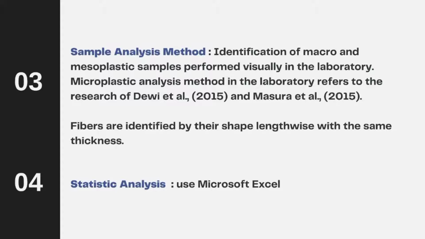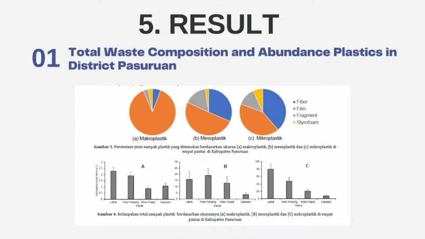For the sample analysis method, identification of macro and mesoplastic samples was performed visually in the laboratory. The microplastic analysis method in the laboratory refers to the research of Dewi et al. and Masura et al. Fibers are identified by their shape, length, and width with the same thickness. Statistical analysis used Microsoft Excel. The normality of the data distribution is determined using the normality test.